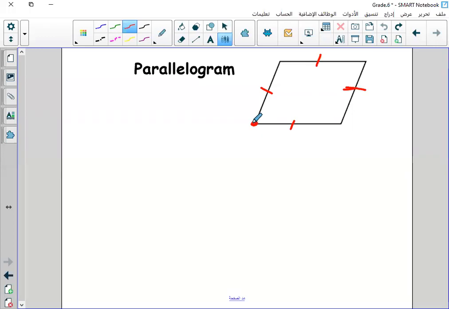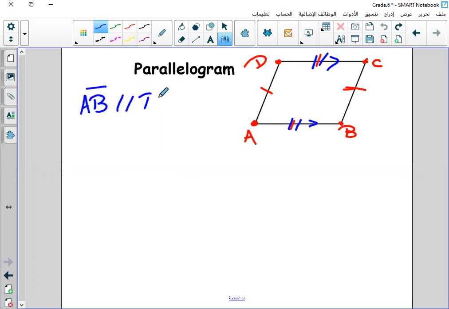Then if we call this parallelogram A, B, C, and D. What's the property of a parallelogram? Firstly, each two opposite sides are parallel and equal in length. Again, each two opposite sides are equal in length and parallel, like AB parallel with DC and BC parallel with AD.